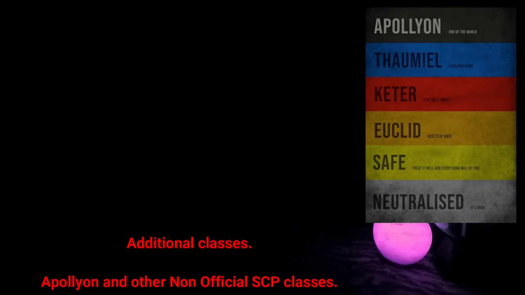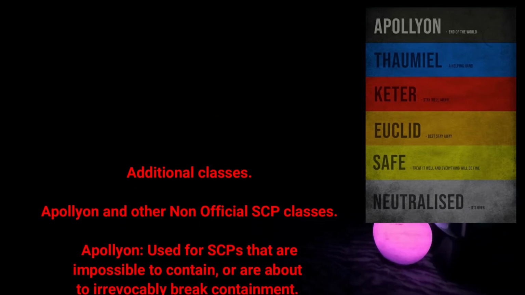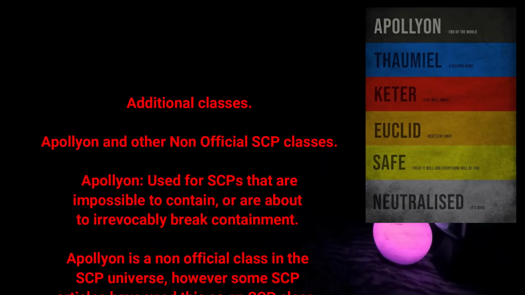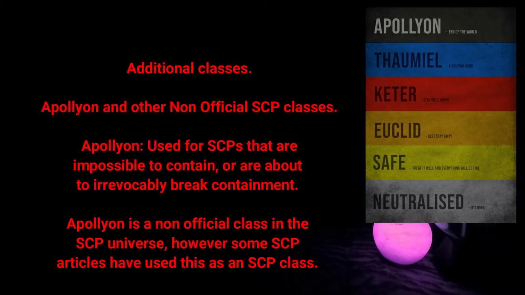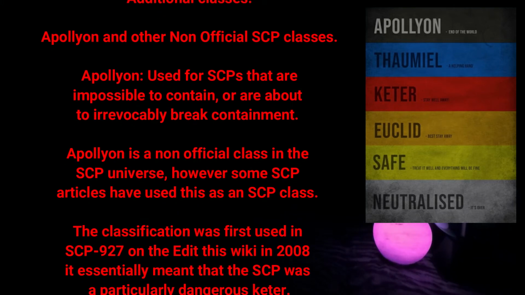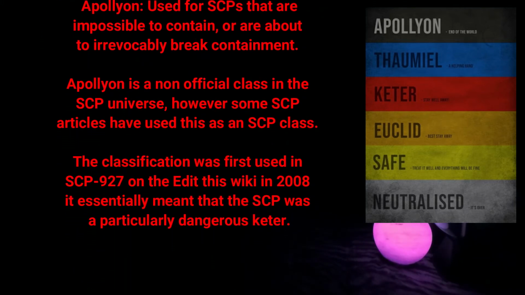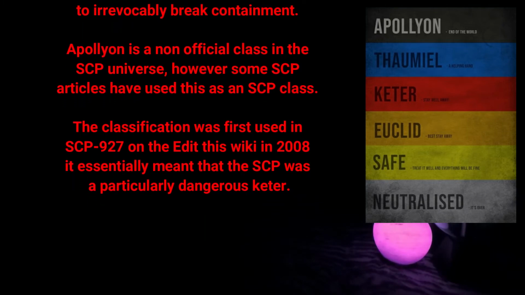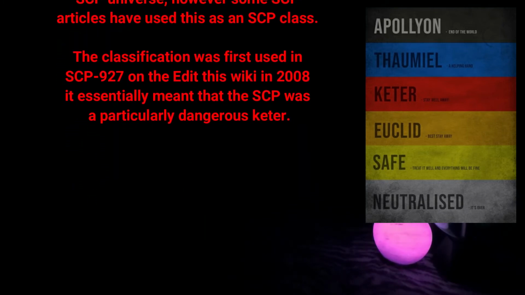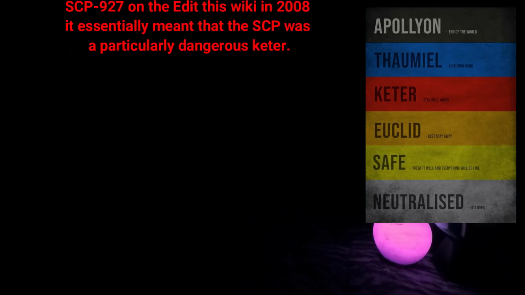Additional classes. Apollyon and other non-official SCP classes. Apollyon, used for SCPs that are impossible to contain or are about to irrevocably break containment. Apollyon is a non-official class in the SCP universe, however some SCP articles have used this as an SCP class. The classification was first used in SCP-927 on the Edit This Wiki in 2008. It essentially meant that the SCP was a particularly dangerous Keter.